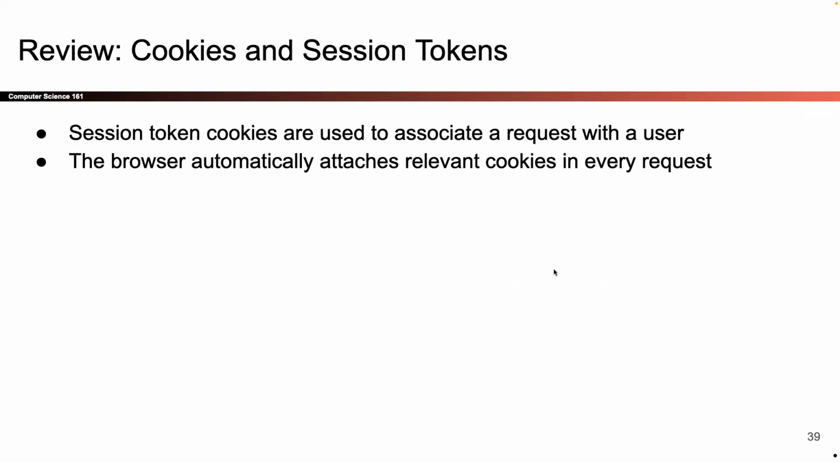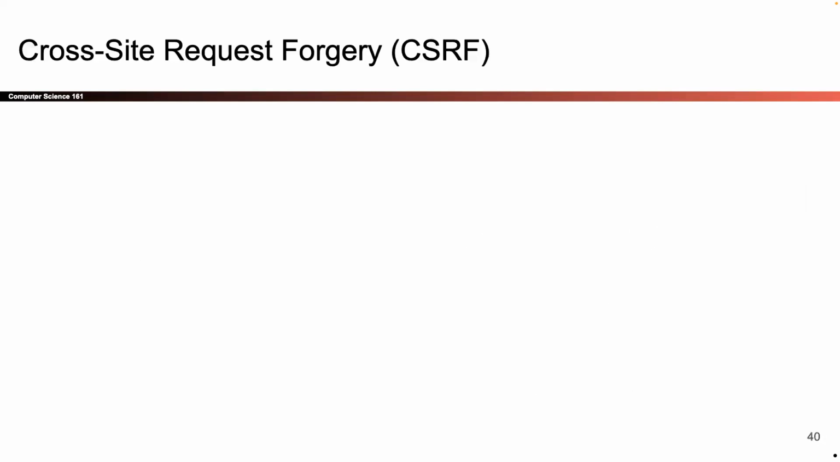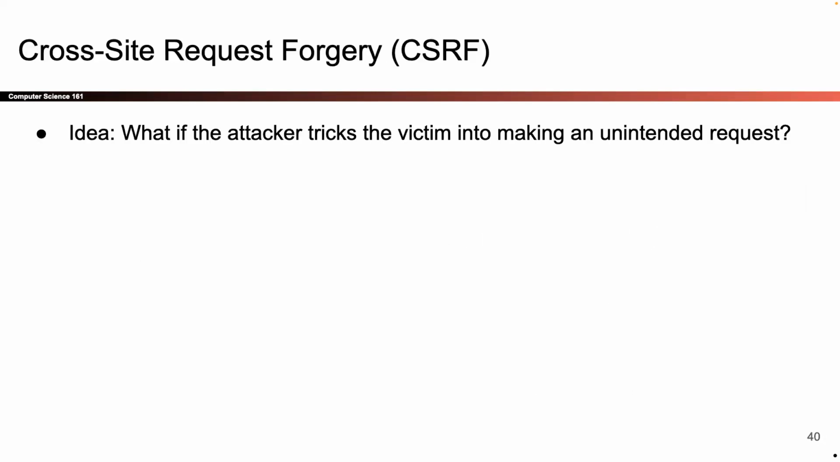Okay. So we've already talked about cookies and session tokens. We know how the session token is implemented using cookies, and it's a value that associates a request with the current person who's logged in, and the browser automatically attaches this stuff. So the attack here is called cross-site request forgery. It's kind of a fancy name, but basically the idea is, what if the attacker tricks you into clicking something you were not intending to click?